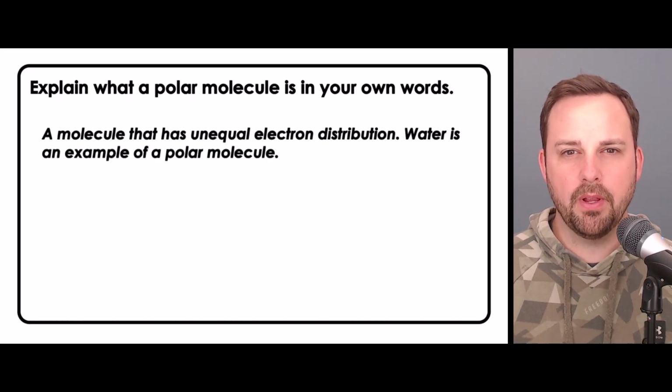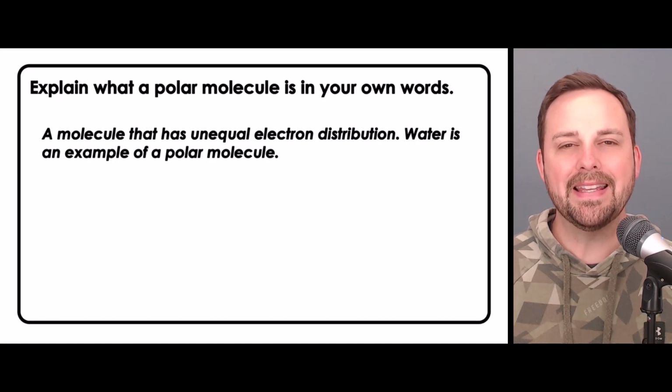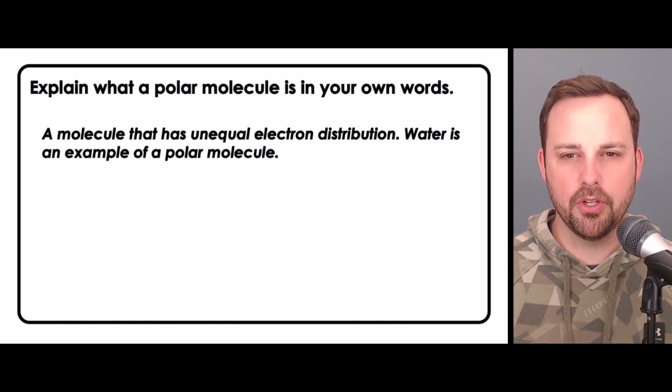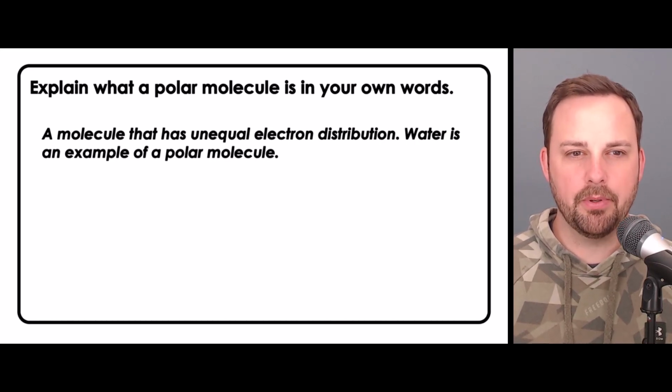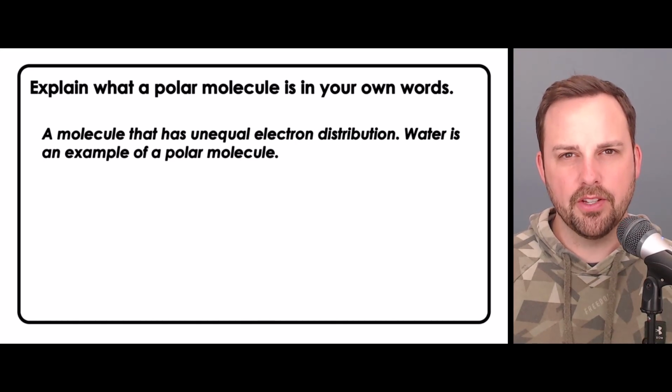Here's one way of explaining a polar molecule. A molecule that has unequal electron distribution. Water is an example of a polar molecule. So these are types of covalent bonds, but the electrons are not shared equally.